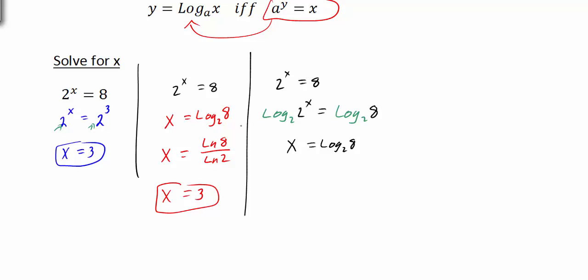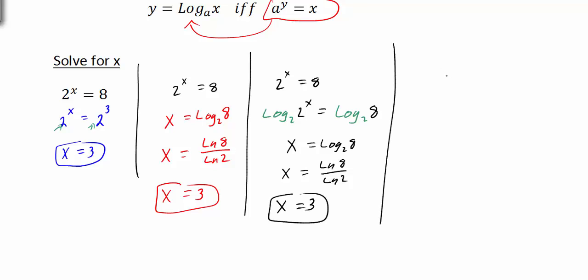If you notice, that's the same position we had in the previous technique. So now all we have left is to use the change of base, which would be the natural log of 8 divided by the natural log of 2. And of course, once again, we would get an answer of 3.